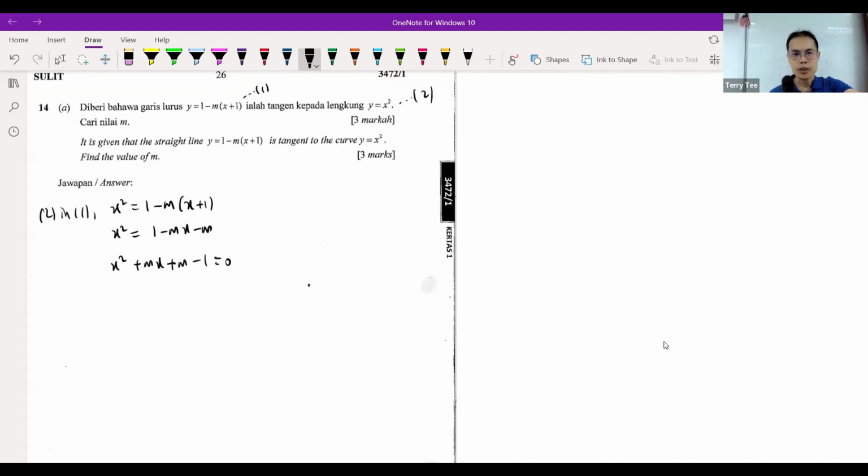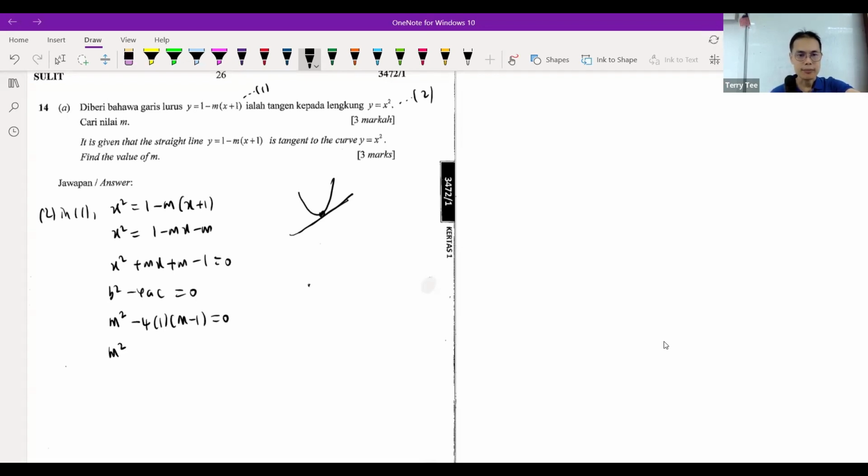So when a straight line is a tangent to a curve, the solution to this equation is only one. There's only one solution. So we say that the equation has real and equal roots. So meaning our b squared minus 4ac value must be equal to 0. So take your b, m, squared, minus 4, a is 1, c is m minus 1. The result is equal to 0.